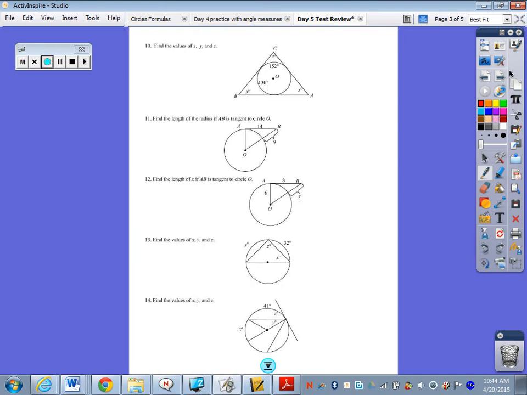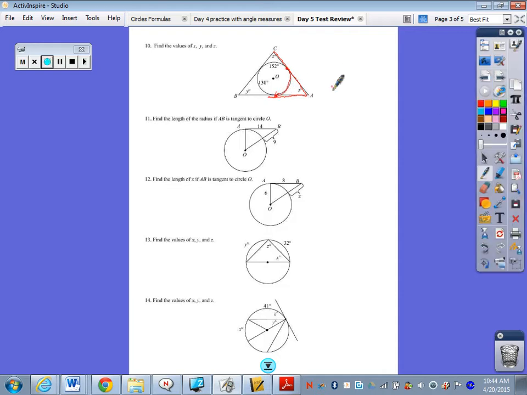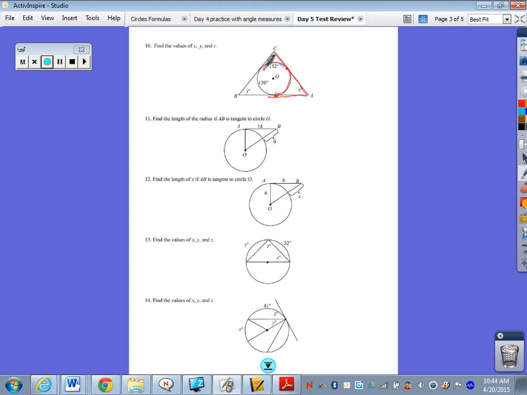Okay, so then we have number 10, and 10 looks a little bit different than what we've done before, but it's not. If you look at this, they said find the measure of x, y, and z. So if I take any of them, let's just start with x, and I trace x, okay, it's outside, and it makes 2 arcs on the circle. This one, which would be my near arc, and then these 2 arcs, which are my far arcs.